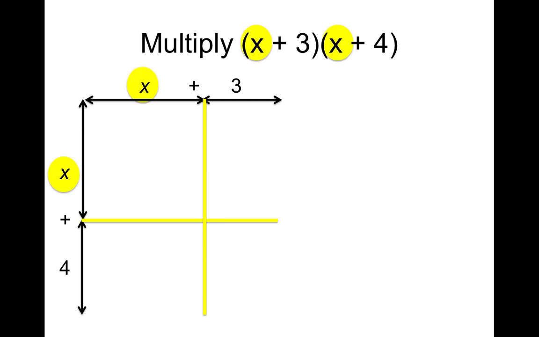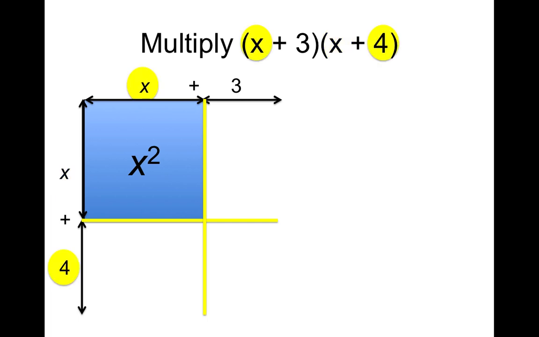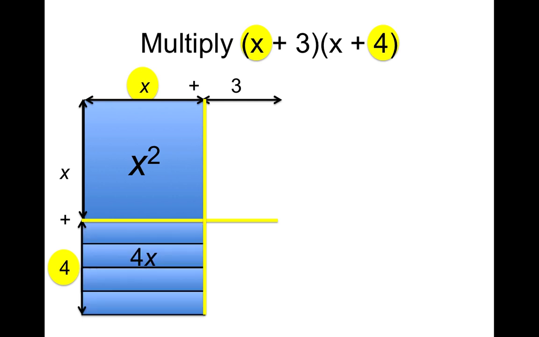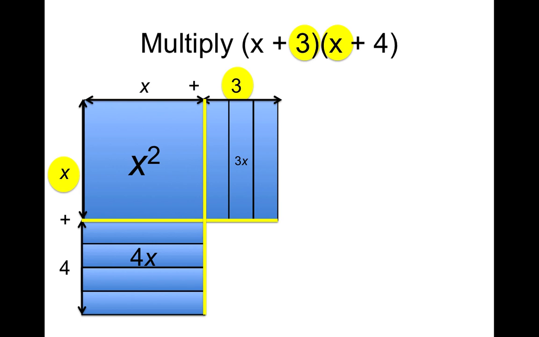So up here, when we multiply the x from the first one by the x from the second one, we end up with x squared. X times x is x squared. When we multiply the x from the first one by the 4 from the second one, we end up with an area of 4 x's. When we multiply the 3 from the first one by the x from the second one, we end up with an area of 3 x's.